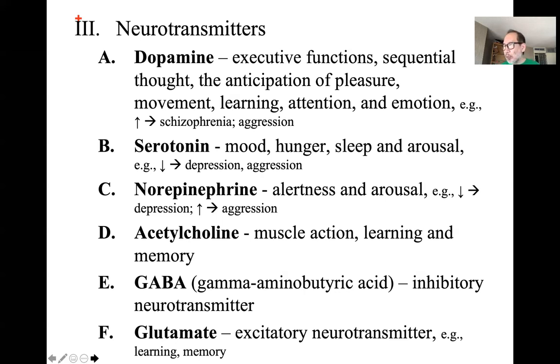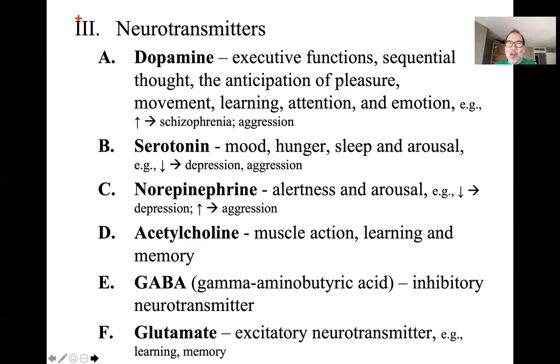Another neurotransmitter is norepinephrine. Norepinephrine is associated with alertness and arousal. A high amount of norepinephrine has been associated with aggressive or violent behavior. We tend to see more of that, or sensitivity to norepinephrine, among individuals who suffer from violent tendencies.